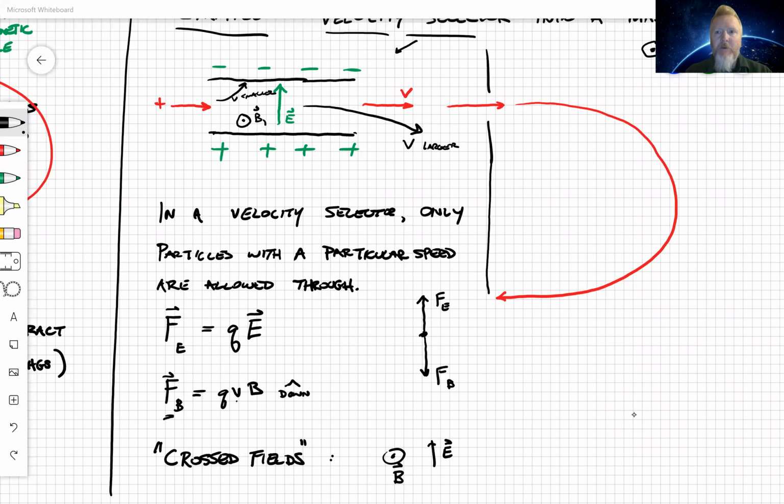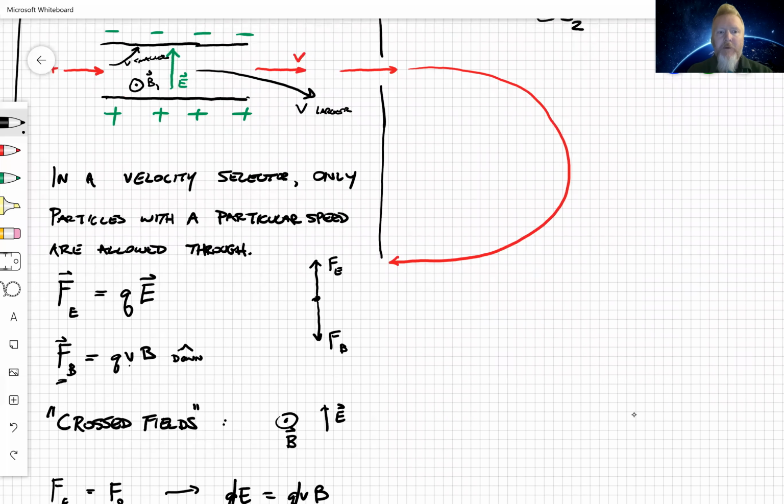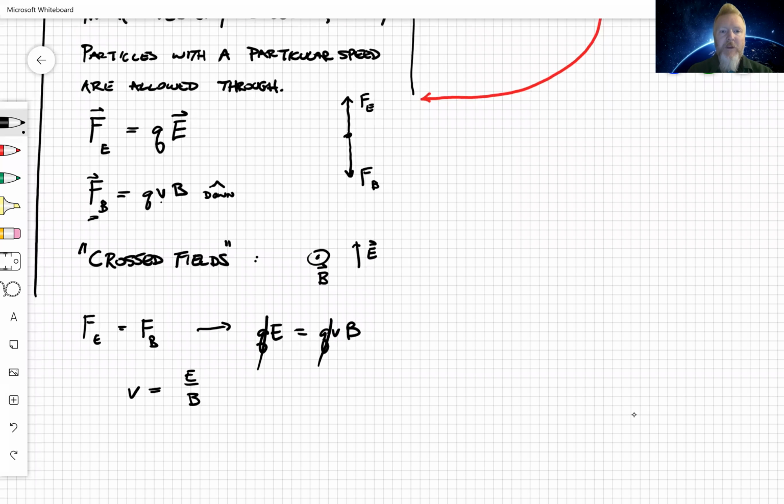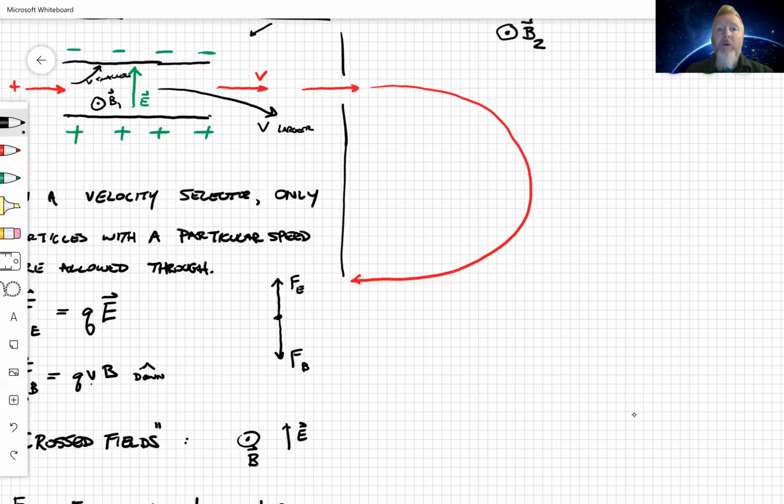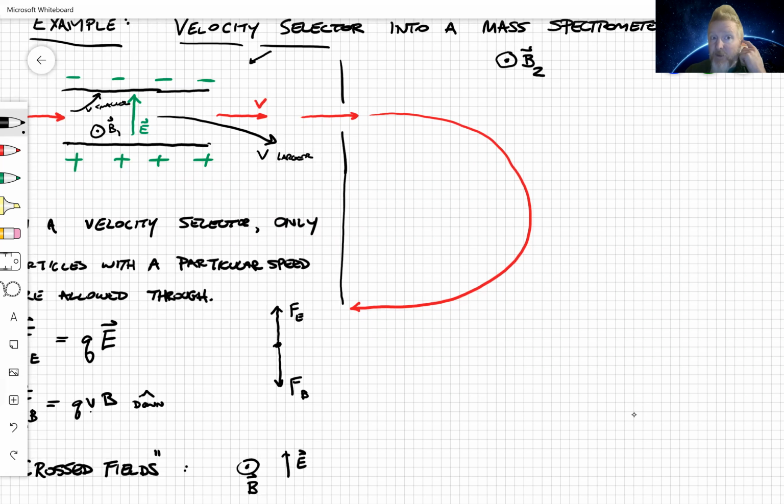Okay, then after we do that, we're going to go into the mass spec part. Now that we know the field here, I should have called this B1, like so, because we had E and B1. Now we're going to go into here where B2 is acting, and it happens to be in the same direction, causes the same deflection of the charged particles. So the F in this case, again, downwards.